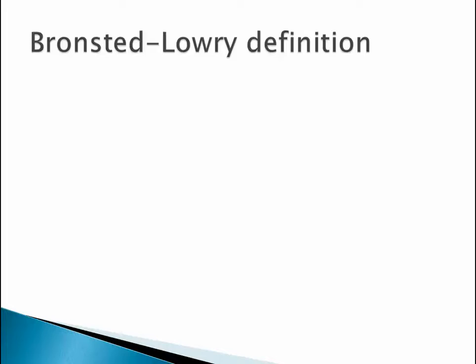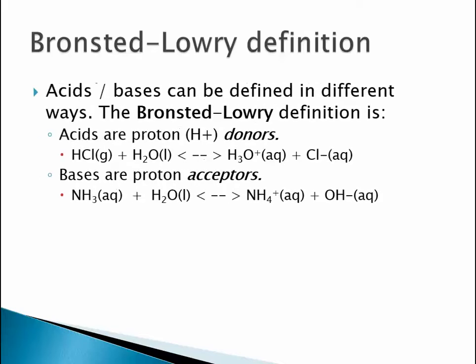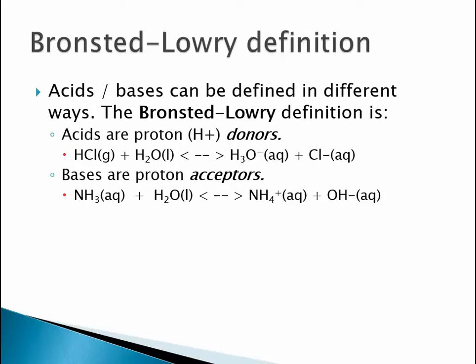And there's been a few of them throughout the years. But we're going to focus on two definitions, especially this one. This is the one that we're going to use 90% of the time, the Bronsted-Lowry definition. So when we're talking about Bronsted-Lowry, we're talking about protons, hydrogen ions. Acids are things that donate protons, hydrogen ions, to other things.